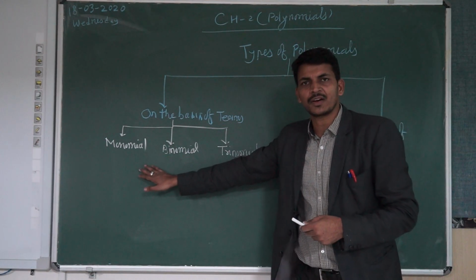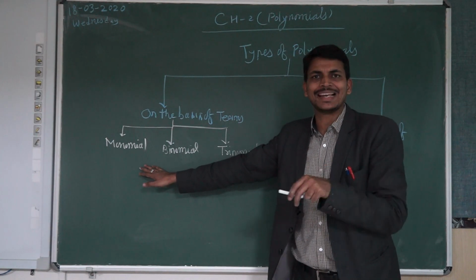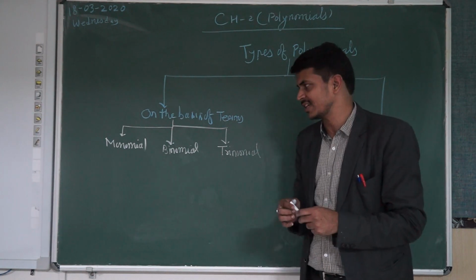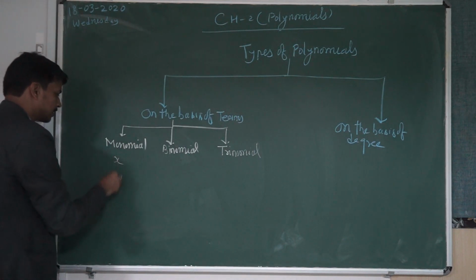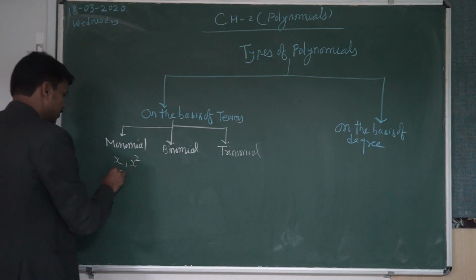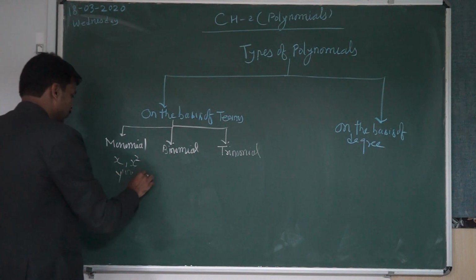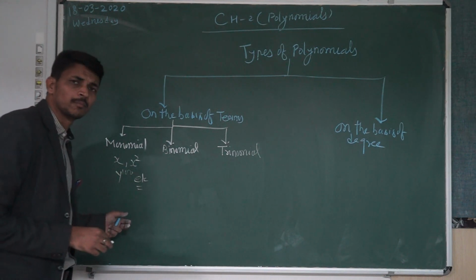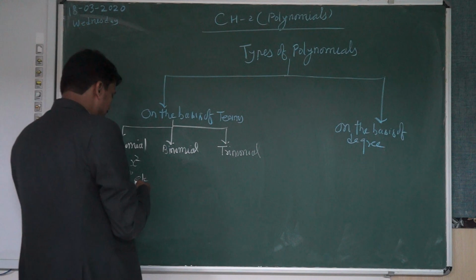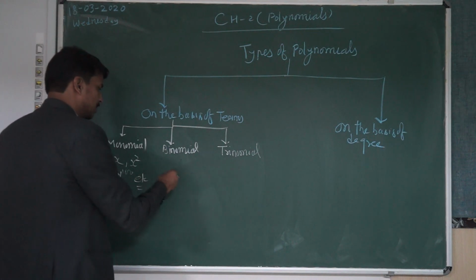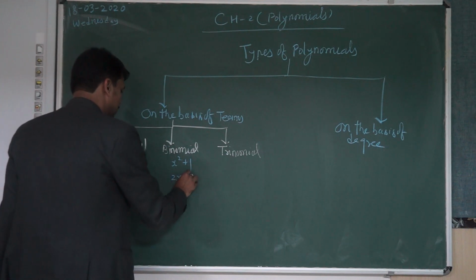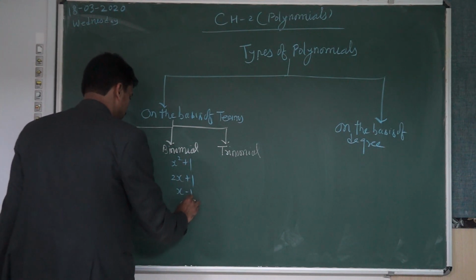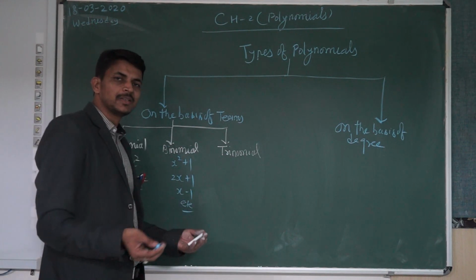We are not bothered about what kind of degree is there and how much degree is there. Let me take an example. For monomial I can take x square, y to the power 100, etc. They are the monomials. Binomial means two terms, of course, like x square plus 1, 2x plus 1, x minus 1, etc. Trinomial means three terms.